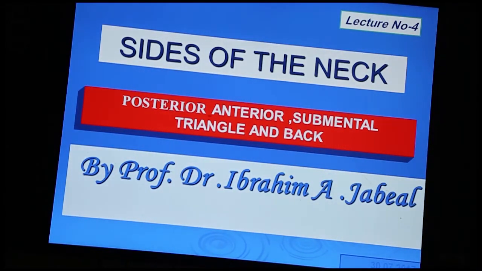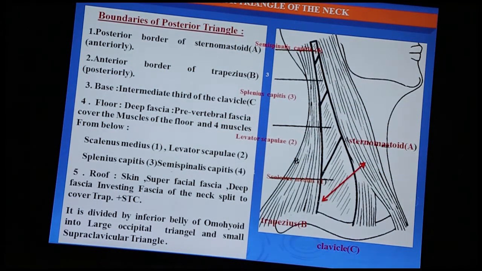Sides of the neck: posterior triangle, anterior triangle, submental triangle, and back. You have to know the sides of the neck because these are the main thing in the neck to know the landmarks. Posterior triangle of the neck.